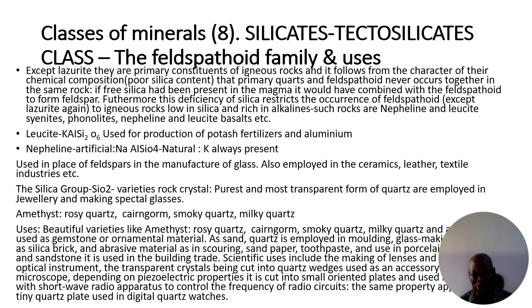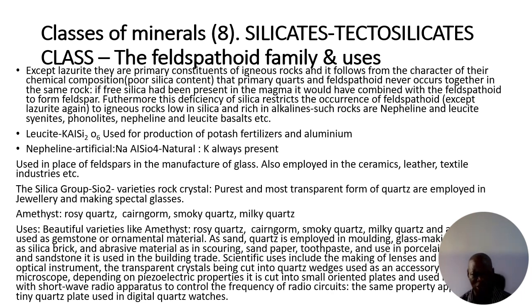The silica group, of course, has the purest and most transparent forms of quartz, which are employed in jewelry and in making spectral glasses. Amethyst, rose quartz, citrine, smoky quartz, and milky quartz all belong to this group. And there are beautiful varieties like amethyst and rosy quartz. They are used as ornaments. Sometimes they are employed in mold and glass making, silica brick, and abrasive material, as in sandpaper, toothpaste, and propane. Sandstone is used in the building trade.